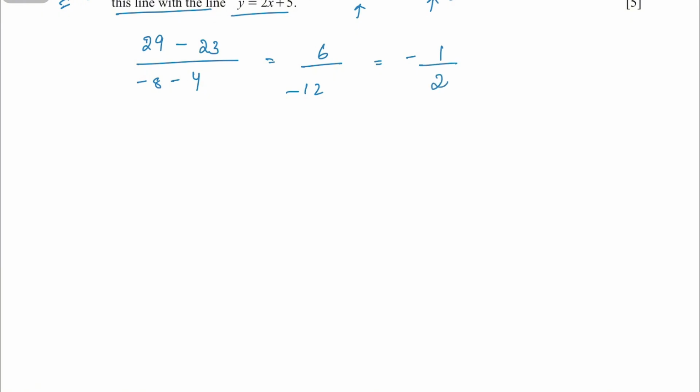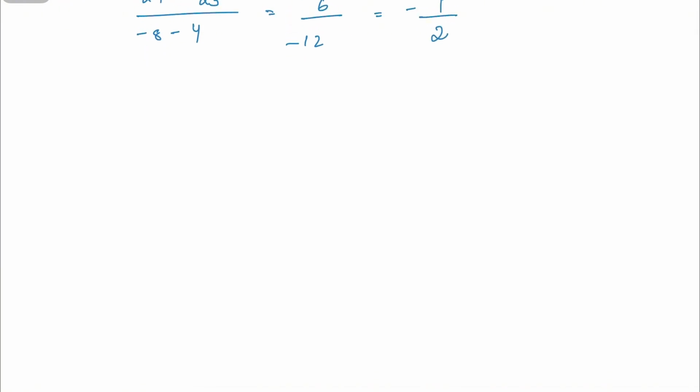So we'll be starting with question 1, part A, which states a straight line passes through the points given. Find the point of intersection P of this line with this line. So first of all, we need to calculate the equation of the line. Let's calculate the gradient first. This would be y2 minus y1, 29 minus 23 over negative 8 minus negative 4. This gives 6 over negative 12, so the gradient would be negative 1 over 2.